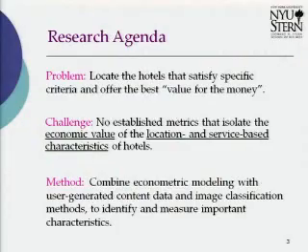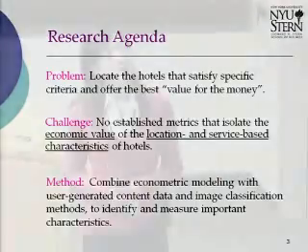So here's our research agenda. The problem is we want to locate hotels that satisfy specific criteria and offer the best value for the money. And the challenge here is currently there's no established metrics that can isolate the economic value of the location and service-based hotel characteristics. So the method we're using is we combine econometric modeling with user-generated content data and image classification methods to identify and measure important hotel characteristics.